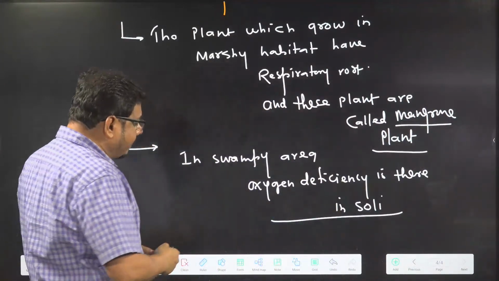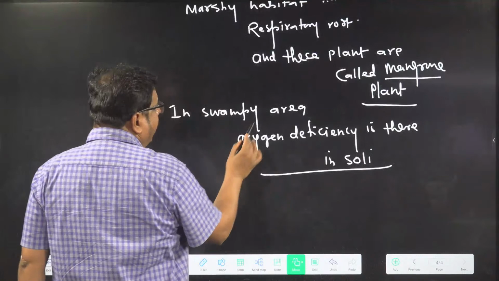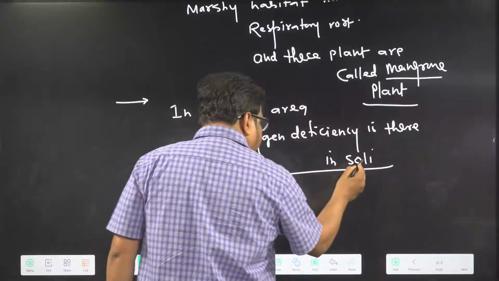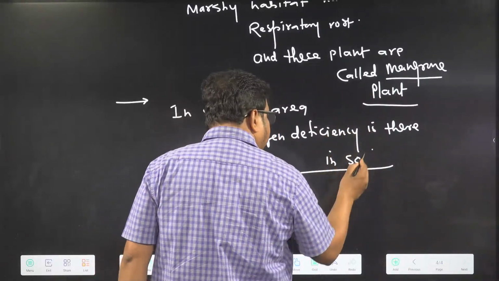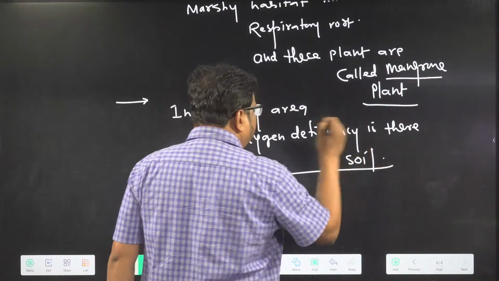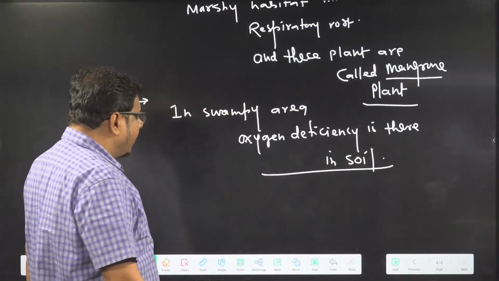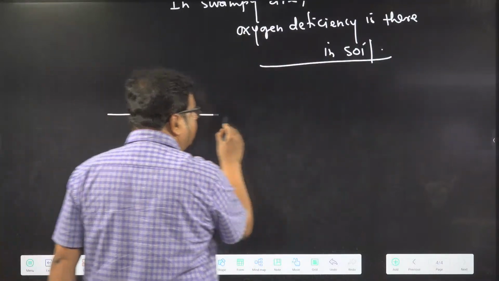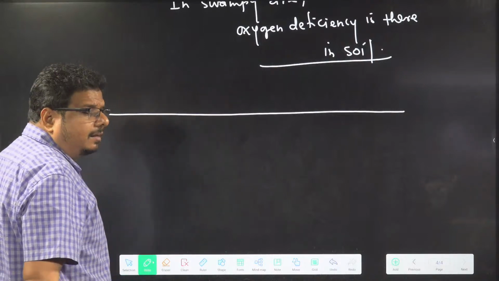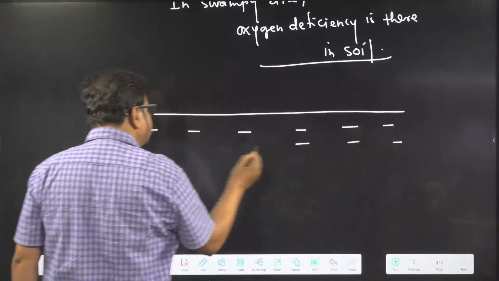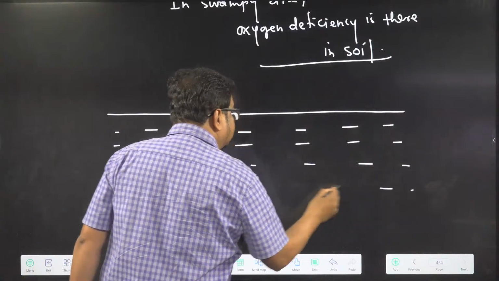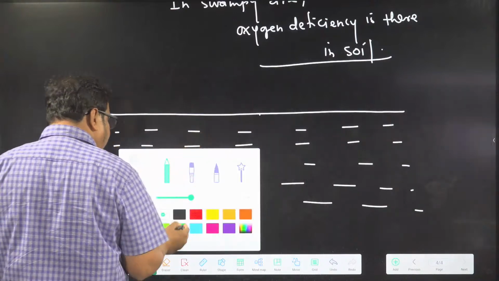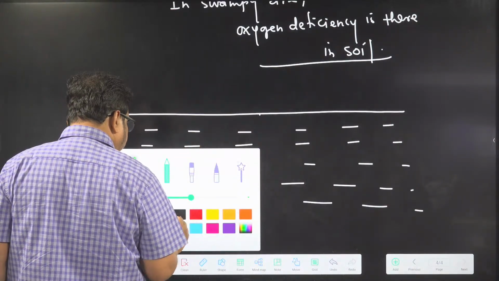Right. So what I am telling, just try to understand. In swampy area, oxygen deficiency is there in the soil. Oh, I wrote the spelling of soil wrong. Wait a minute. Is it clear? So what happened in these plants? Suppose this is the surface and these are inside the swampy area. Here it is water and these are the swamp. So what's happened here?